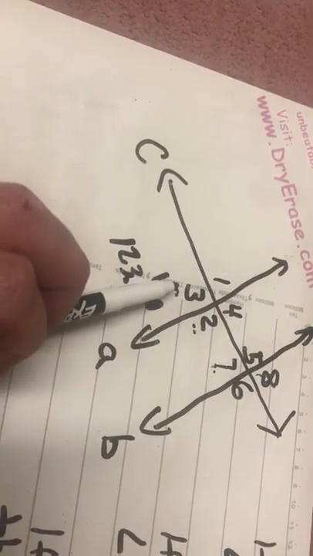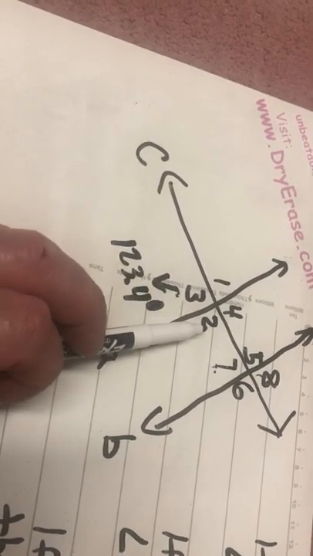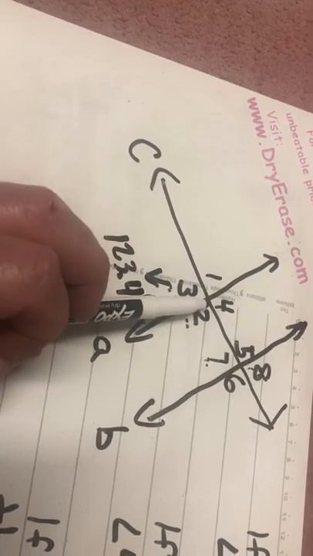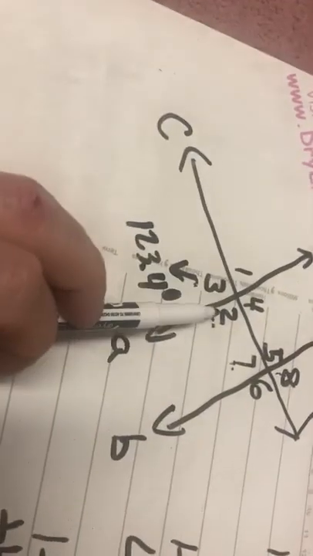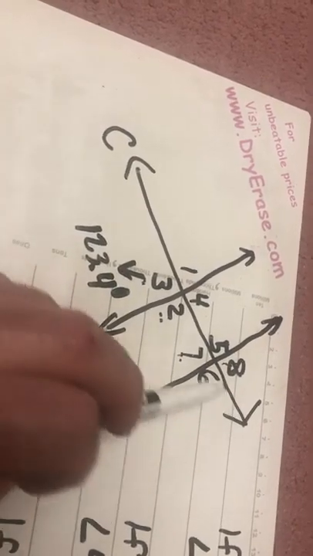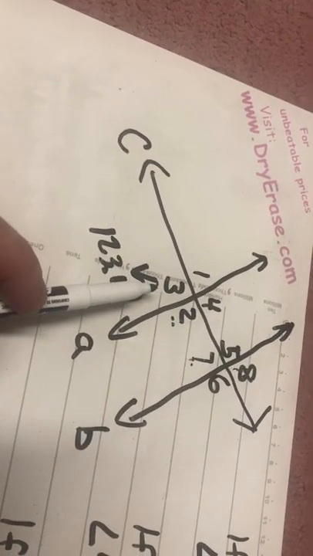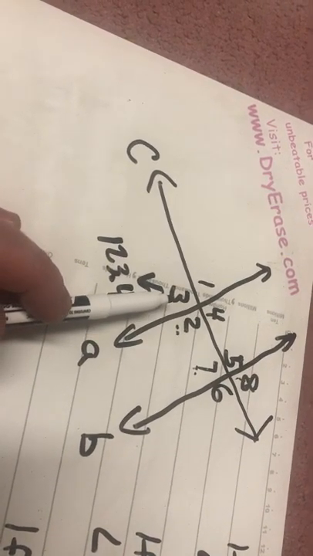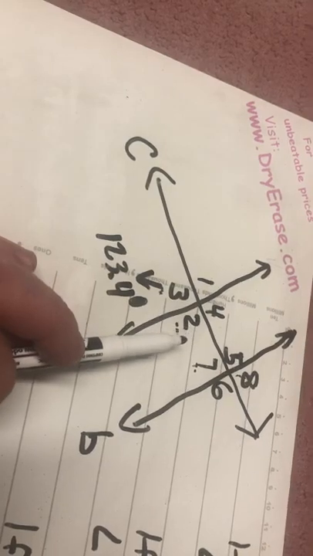But 3 is not the one in question, it's 2. Now 3 and 2 are not opposite angles. I can see here that 3 and 4 are opposite. So 4 must be 123.4, but that doesn't help me because I need to know angle 2. So I have to think again, line C is my straight angle. And if angle 3 is 123.4 degrees, then to figure out what angle 2 is, I'm going to have to subtract that from 180 because my straight angle, line C, is 180 degrees.